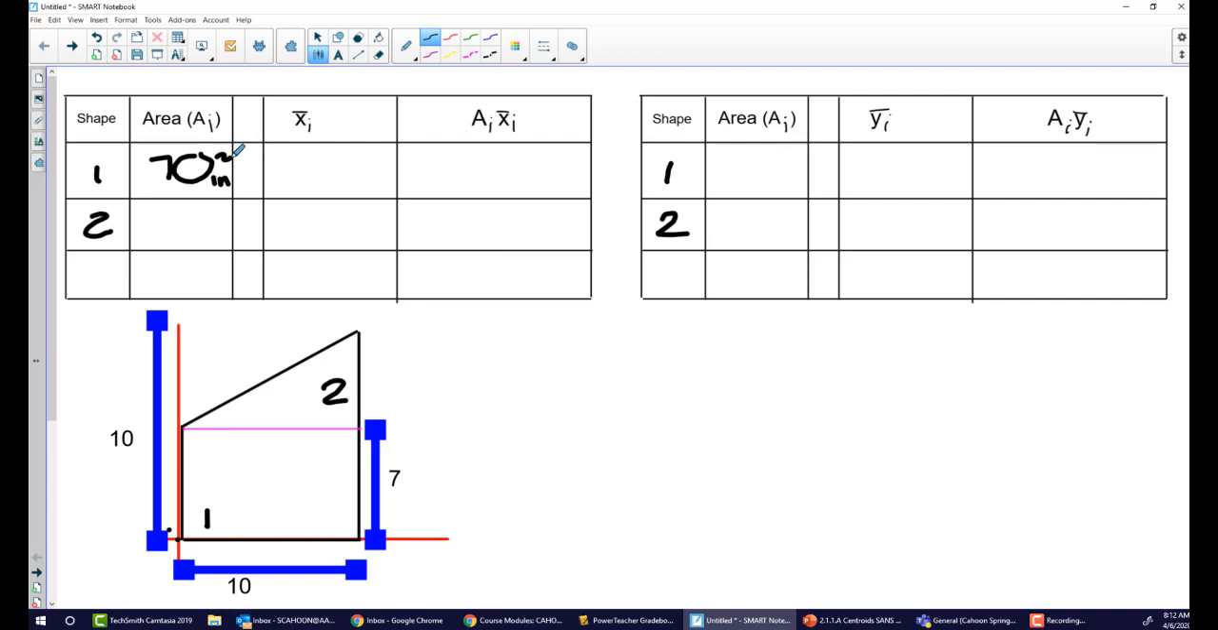Okay, and shape 2, remember, it's 1/2 base times height. So the base is 10 inches. The height of the triangle is 3, right? Because the whole thing is 10, and this part is 7. So the height is 3. So 3 times 10 is 30. 1/2 base times height. So that's going to be 15 inches squared. Okay, and then I can carry those over to here because the shapes aren't changing, so those stay the same.